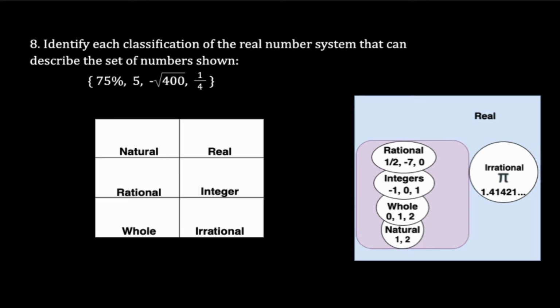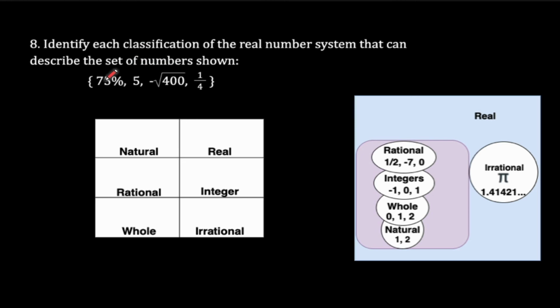All right, for number 8, we need to identify each classification of the real number system that can describe the set of numbers shown. So we have 75%, 5, the negative square root of 400, and 1/4. So I like to go about this by simplifying these numbers here. So let's go ahead and do that.